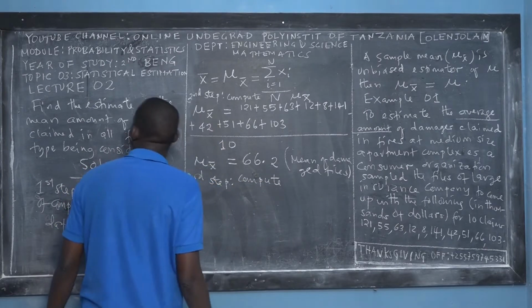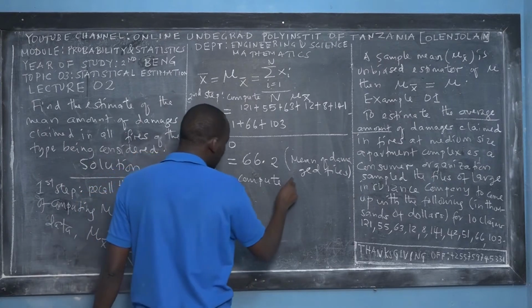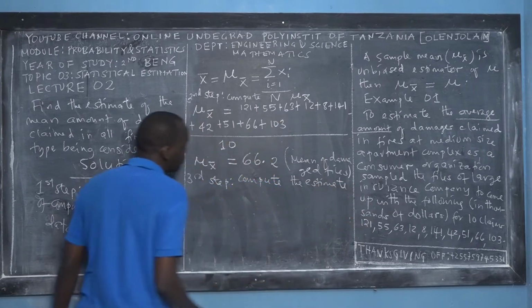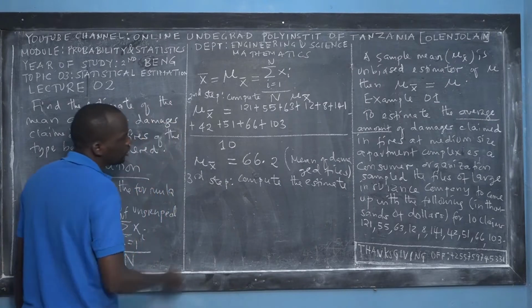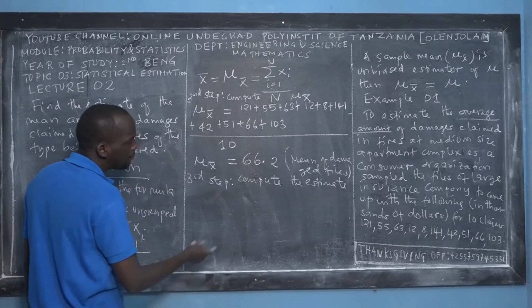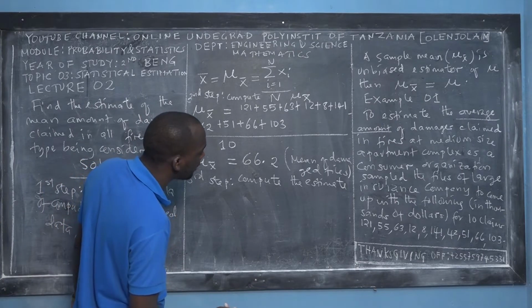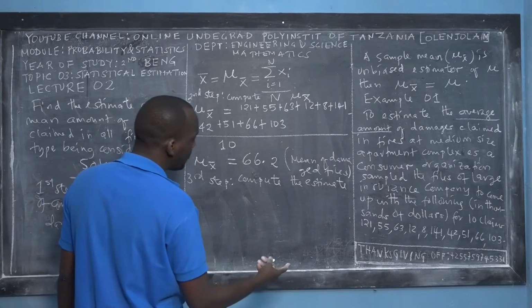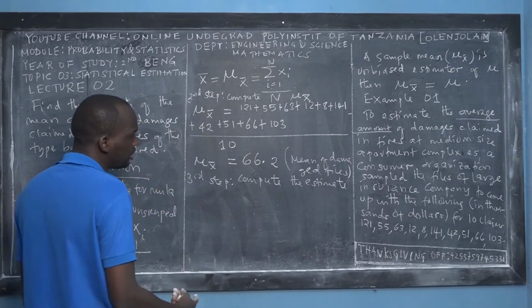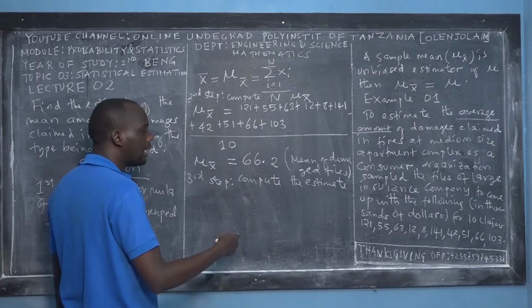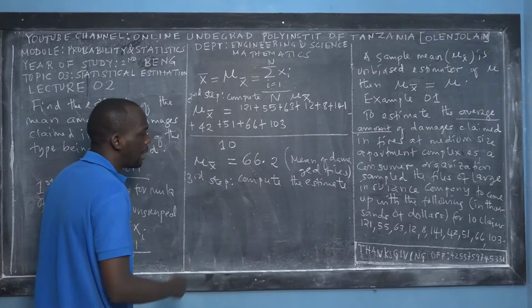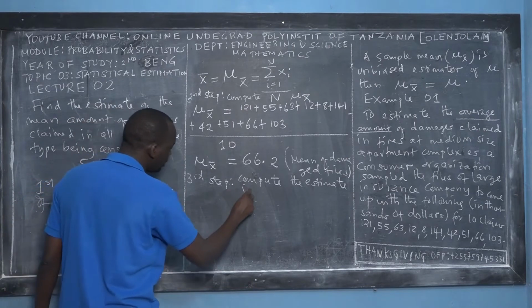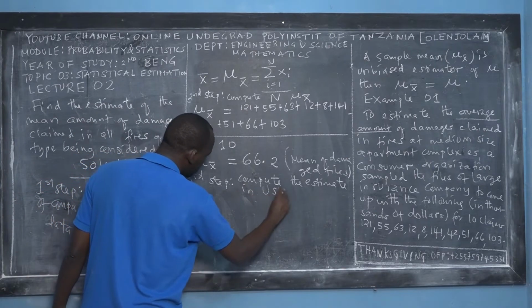So the third step, let us compute the estimate that the insurance company has to pay the organization, meaning the consumer organization sampled, okay? The apartments, okay? So we are computing the estimate amount in US dollars that the company has to pay for the apartment complexes.